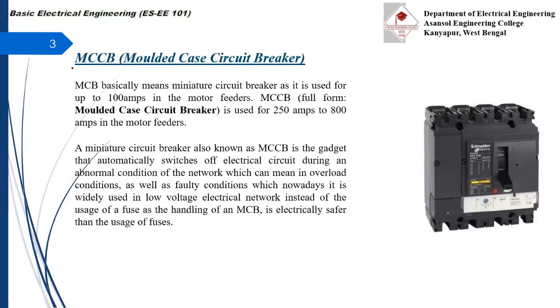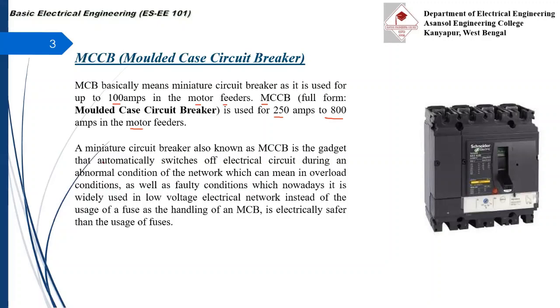MCCB. MCB basically means miniature circuit breaker, as it is used up to 100 amperes in the motor feeder. But MCCB, the full name is molded case circuit breaker, is used for 250 ampere to 800 ampere in the motor feeder. That means the current rating of MCCB is several times higher than MCB.